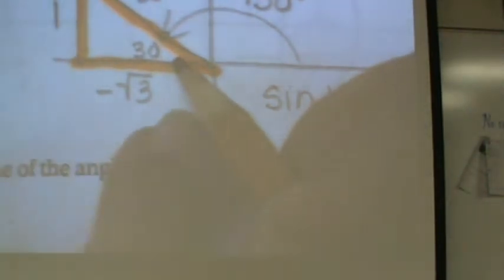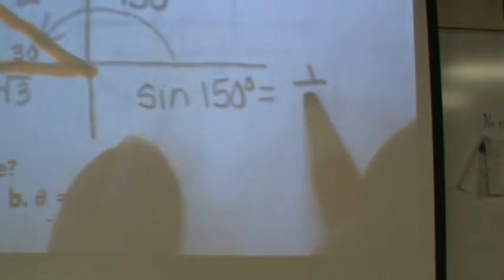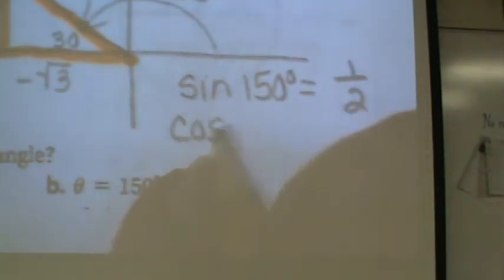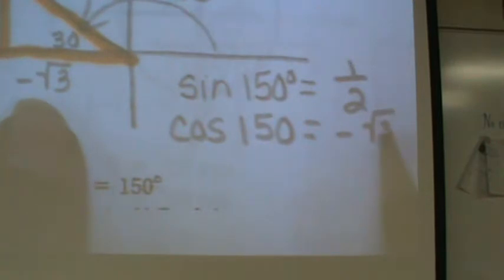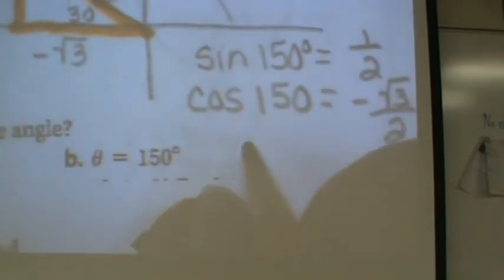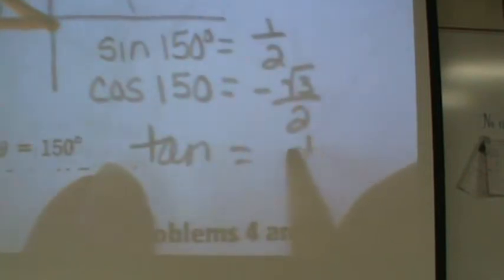So now, if I say, what is the sine of 150 degrees? What's the definition of sine? Opposite over hypotenuse. So what's the answer? 1/2. What would be the cosine of 150? Negative root 3 over 2, excellent, and what would be the tangent? It'd be 1 over negative root 3.